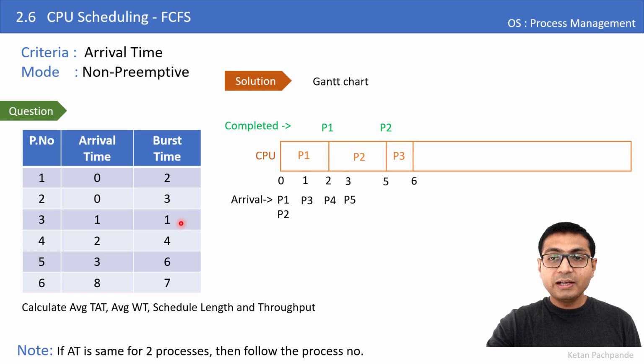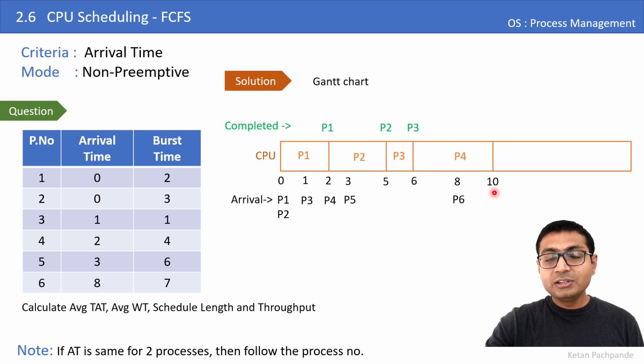P3 is going to take 1 unit of CPU, that is burst time. So that's why at time t equal to 6, P3 is going to be completed. At time t equal to 6, again I am going to schedule P4, which is next according to the arrival time. And it will take 4 units of time in the CPU. And 6 plus 4, that is at time t equal to 10, it is going to complete.